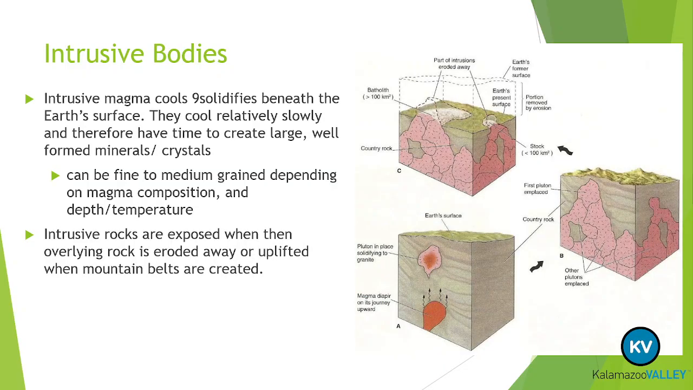Just as a quick recap from part one, an intrusive body or magmatic body is when we have magma that has reached a certain temperature and depth at which it can now solidify and cool, where it has sufficient time to grow and create bonds and crystallize, forming individual crystals that we can actually see. This can be fine to medium grained or even large grained, depending on the magma composition and depth or temperature. If they are very large grain, we call it a pegmatite deposit.